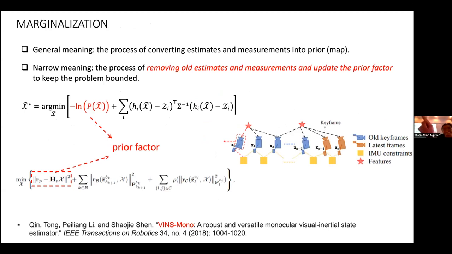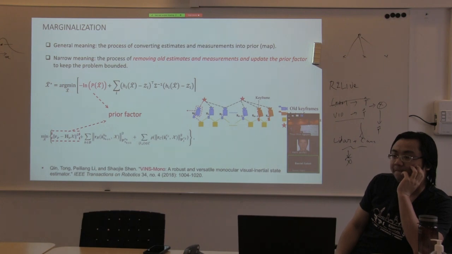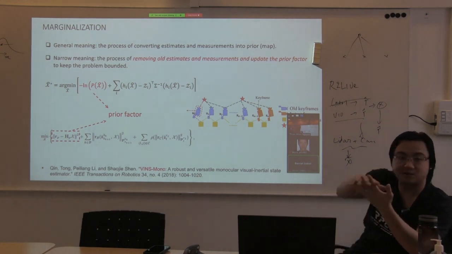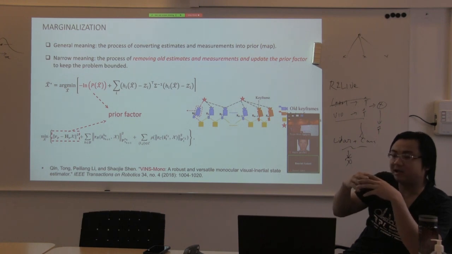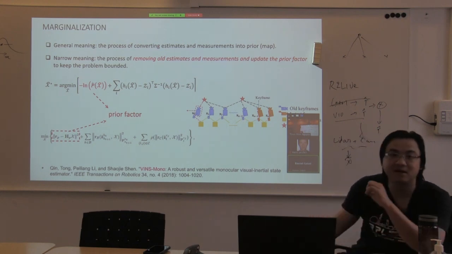Okay, so now we go to the prior factor. It has something to do with the keyword of marginalization. In the literature, the general meaning is when you have a sliding window and you want to put some of your estimates into your database, keyframes, features, landmarks, whatever you want, you call it marginalization. Basically taking away some of the information and then saving them, for example, for relocalization, for reassociation later. The narrow meaning is basically you remove them and then you update the prior here.